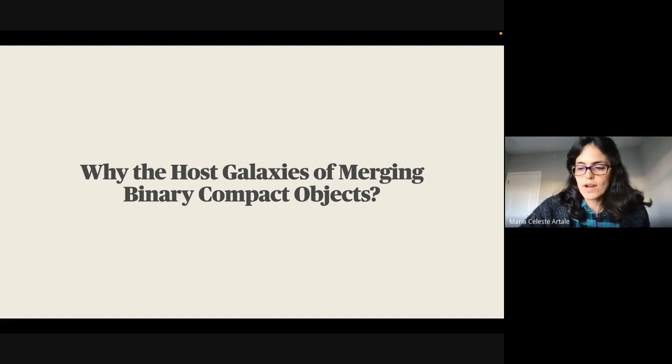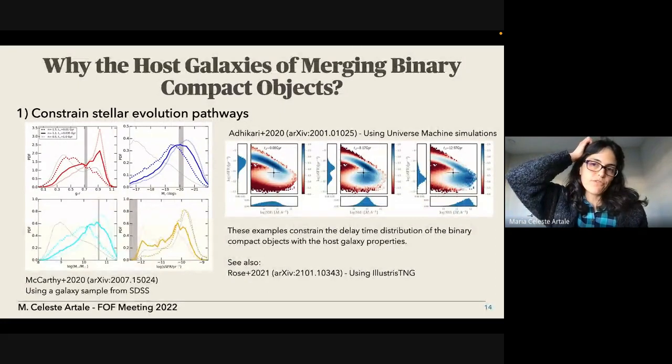Now I will try to tell you why I think it's very interesting and why understanding and exploring the host galaxies can help us to understand a lot of open questions within gravitational wave astrophysics. So the first one is because they can help us to constrain the stellar evolution pathways.